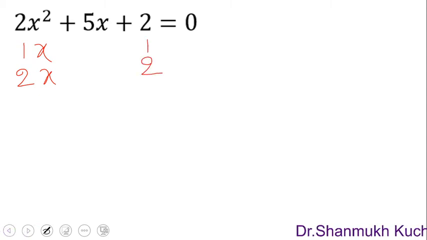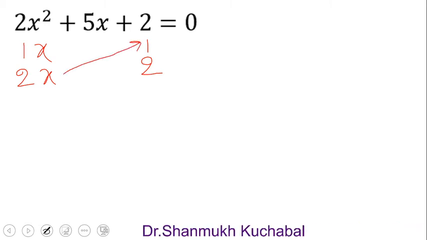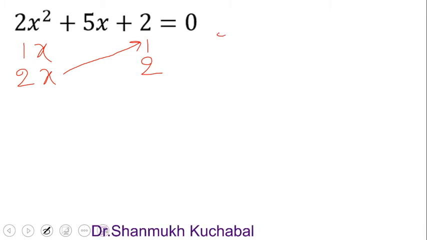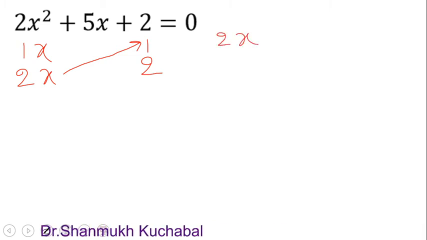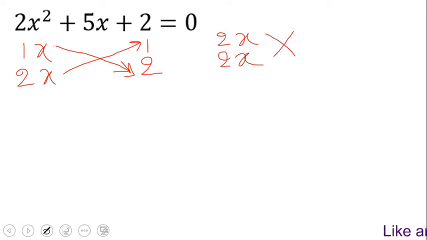I have written. Then cross multiply bottom to top here like this. See, 2x into 1, it is 2x. Next 1x into 2 here, like this, cross multiply. We are going to get 2x here. If I add it, 4x. If I subtract it, 0. This fails. Then I told you, interchange this one.